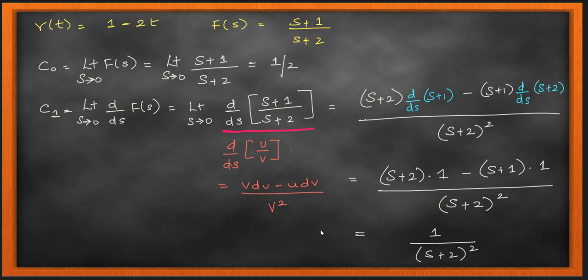Now let's apply the limits. So the limit of s tends to 0, when I apply that to 1 by (s plus 2) the whole square, I'm going to get 1 by 2 square, right? And that is going to be equal to 1 upon 4. So my C1 is equal to 1 upon 4.